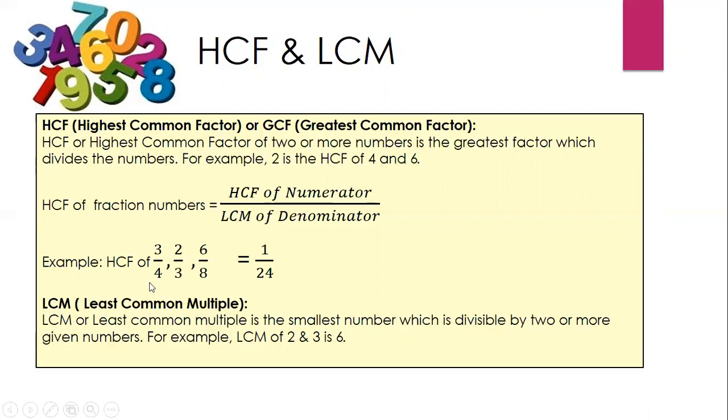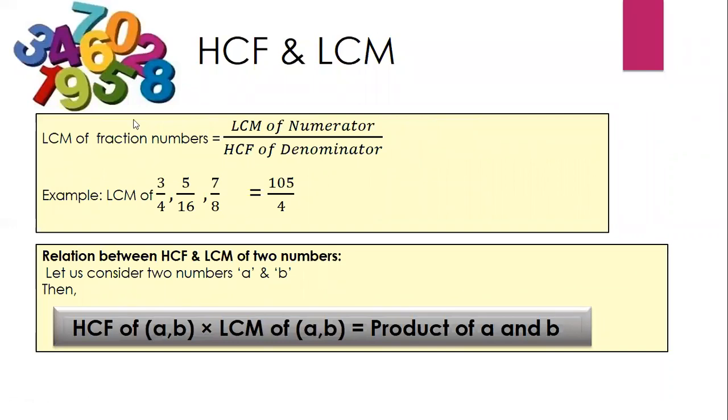LCM is the least common multiple, the number which is divisible by two or more given numbers. For example, the LCM of 2 and 3 is 6. The number 6 is divisible by both 2 and 3. For HCF, we can say the highest number which divides 4 and 6 is 2. Similarly, we can find the LCM of fractions by the LCM of the numerators divided by the HCF of the denominators. The LCM of 3/4, 5/16, 7/8 is equal to 105/4.